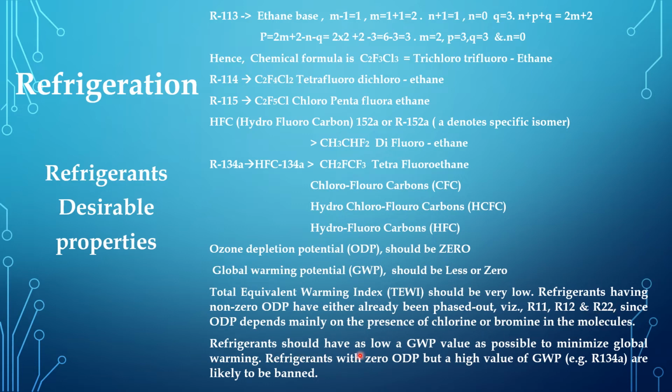A refrigerant should also have as low a GWP value as possible to minimize global warming. Refrigerants with zero ODP but a high value of GWP, like R134a, we are still using in fridges, air conditioning units and industrial applications also. It will be banned soon. Now in India, Gulf countries and some other places R134a is still used, but the US and Europe have almost banned it. Already it is banned.